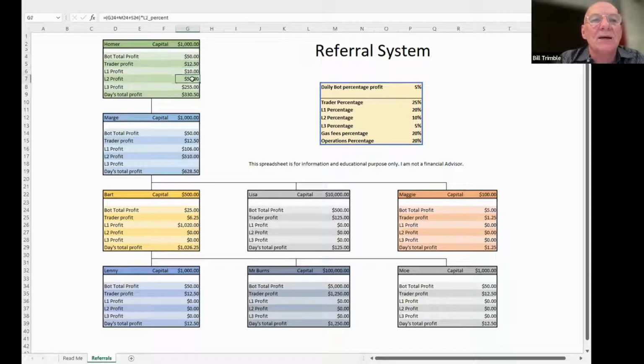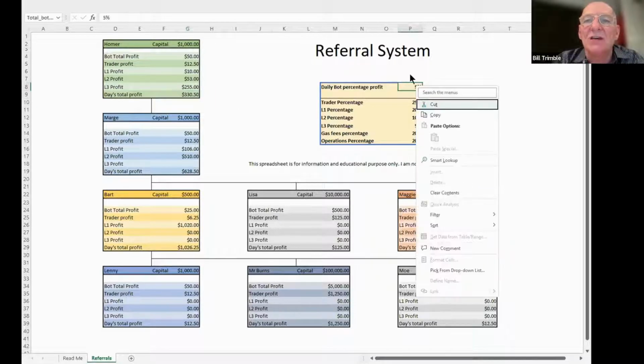He also gets level 2, Bart, Lisa and Maggie. He gets 10% of their total bot profit, which is 53. And level 3, he gets 5% of Lenny, Mr. Burns and Mo's total bot profit, which is $255. So he makes a total of $330.50.